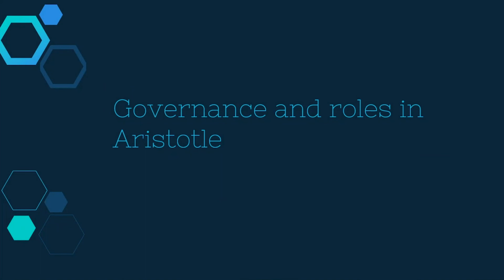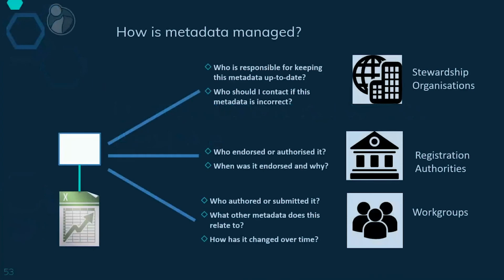The last thing that we're going to look at in this section is talking about governance and roles, specifically within Aristotle, because it's important for us to understand what I can do in relation to these endorsement processes. Within Aristotle, we have 2 levels of organization and 3 different types that can be used for us to understand who's responsible for keeping all of these definitions we've started talking about collecting up to date, and who's responsible for publishing them as well.